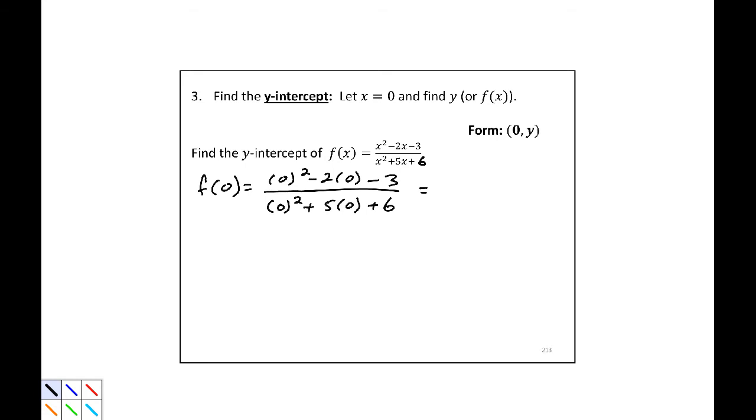Because our function is numerator x squared minus 2x minus 3, and our denominator is x squared plus 5x plus 6 still. Now if we evaluate those, the numerator becomes negative 3, and the denominator equals positive 6, which reduces to minus 1/2. So our y-intercept is the point (0, minus 1/2) in this form.